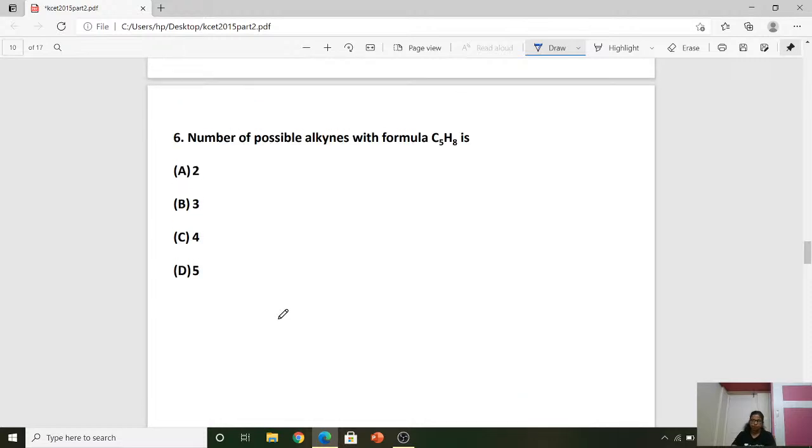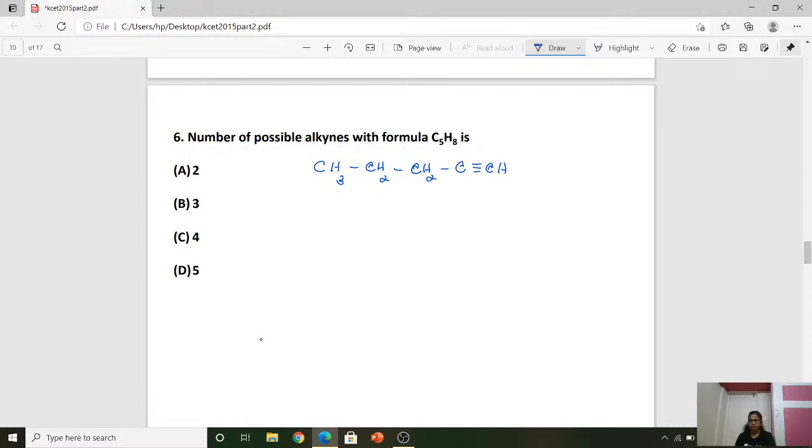The possible number of alkynes with the formula C5H8 is. Such a question is asked. First, you write the straight chain alkyne. So C5H8 means CH3, CH2, CH2, C triple bond CH. So this will be C5, as you can see, 3, 5, 7, 8. So C5H8. This is the alkyne.